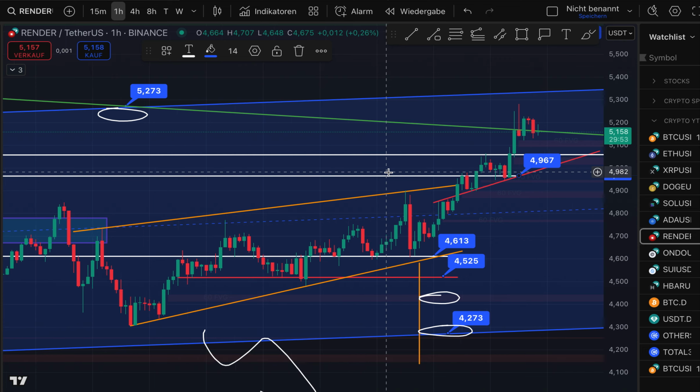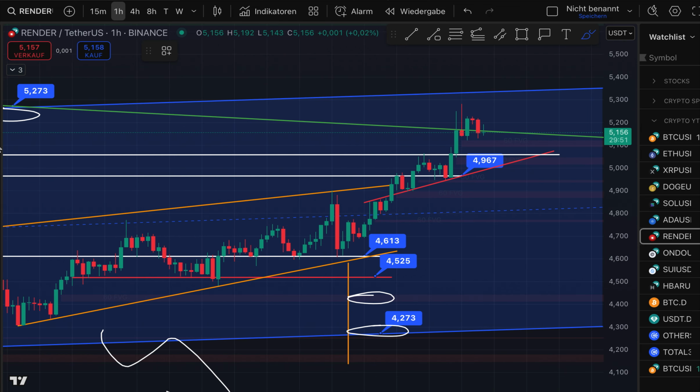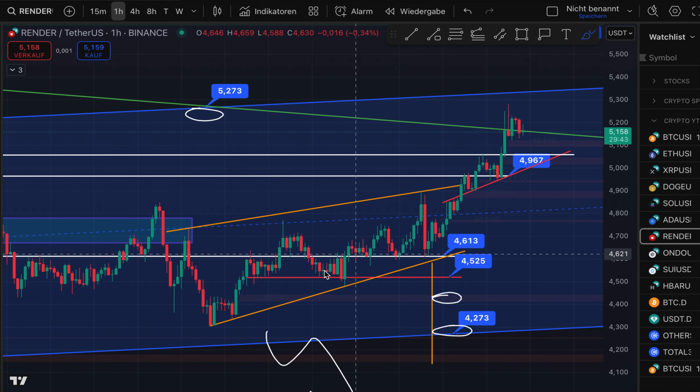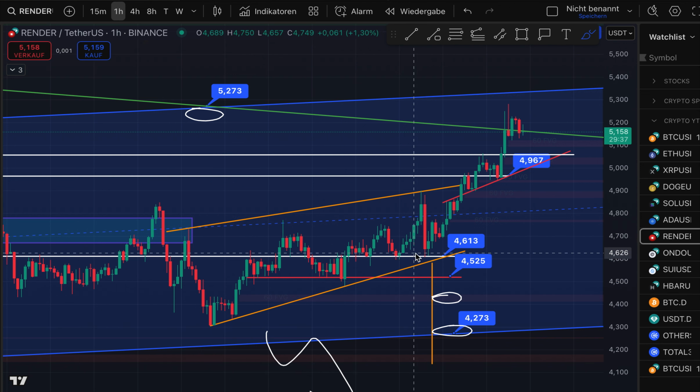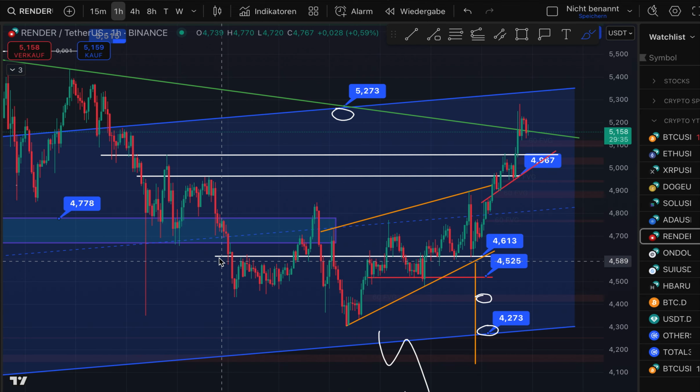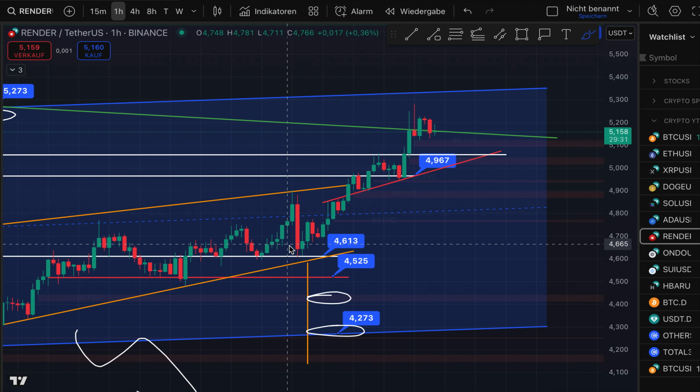So let's get to Render. We said yesterday, as long as the $4.61 holds, which is the cross here from the rising wedge in orange, that's a bearish pattern, and the support trend line in white, where we got support and resistance quite often. We bounced there. It was positive.